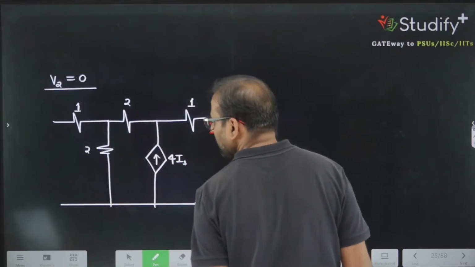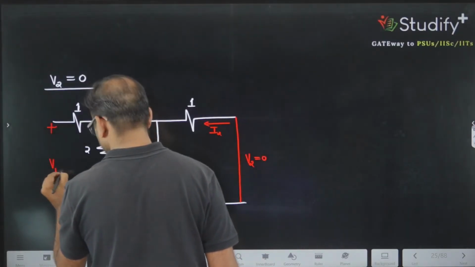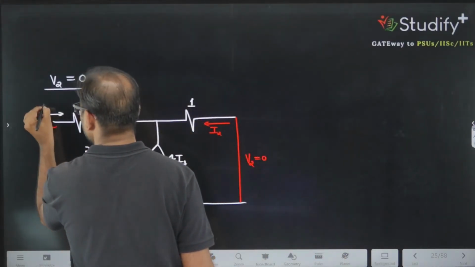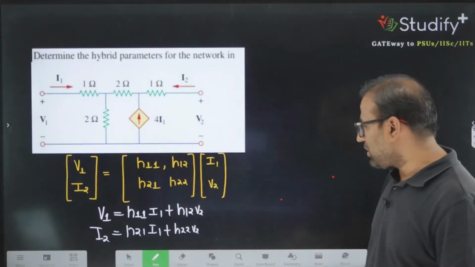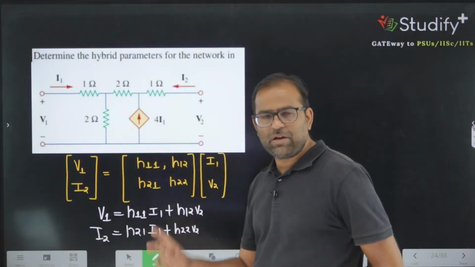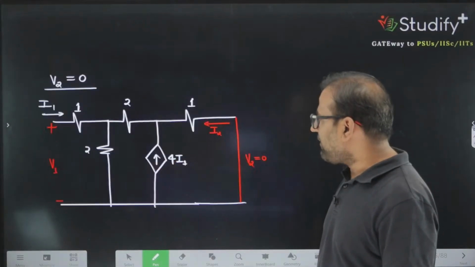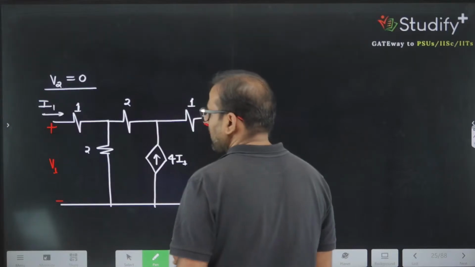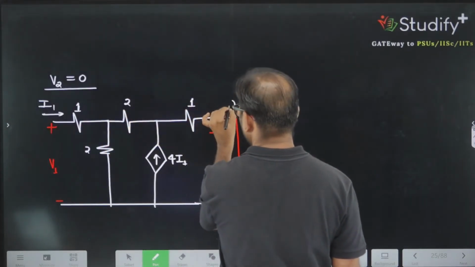And it is given that this value is V1 and this value is I1. Correct? By making V2 equal to 0, what do we need to calculate? The relationship between V1 and I1, and the relationship between I2 and I1. Let's say the V1, I1 ratio. Fine. Can I say this current is I1 and this value is 0?